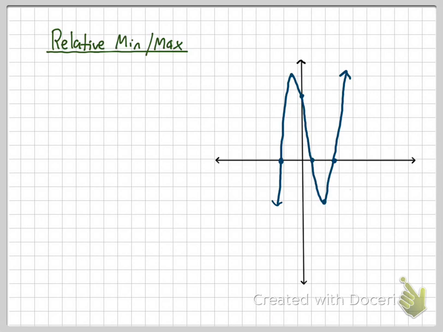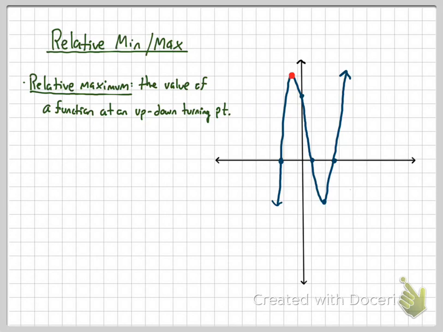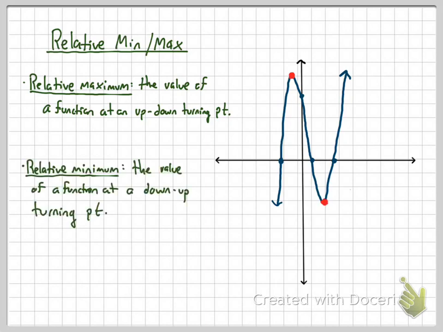As we can see in cubic functions, since we turn multiple times, we can have both a max and a minimum value. A relative maximum is what you would see in red there, the value of a function at an up-down turning point. And similarly, a relative minimum is the value of a function at a down-up turning point. When we find these tomorrow, all of them are going to be weird decimals. We're going to learn how to find these in the calculator.